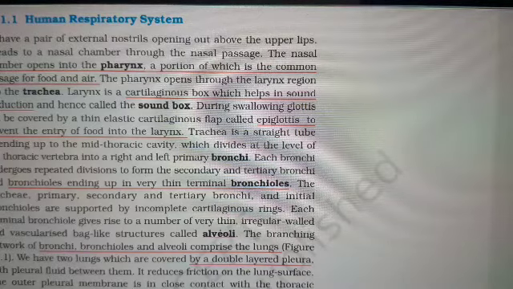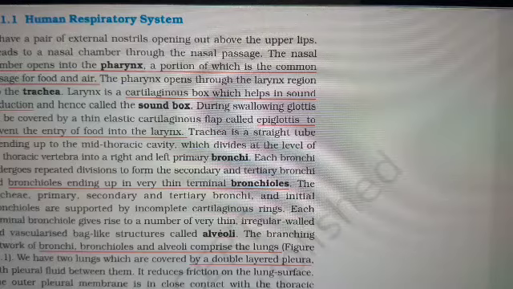And then one more important point: there is the epiglottis, a cartilaginous flap that prevents the entry of food into the larynx. In the mid-thoracic cavity area, at the fifth thoracic vertebra, the trachea divides into right and left primary bronchi, which undergo further divisions into secondary and tertiary bronchi.